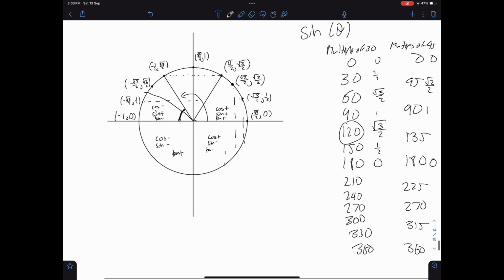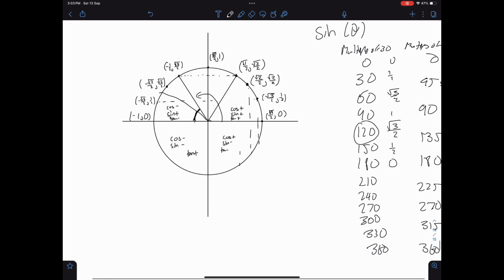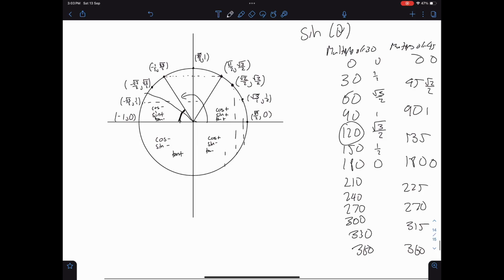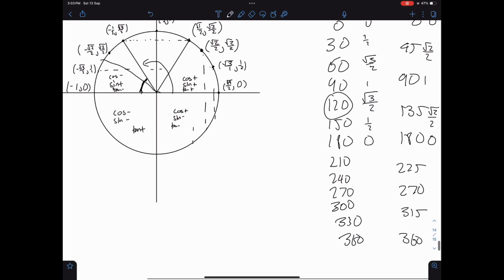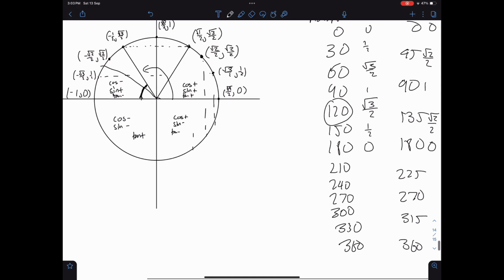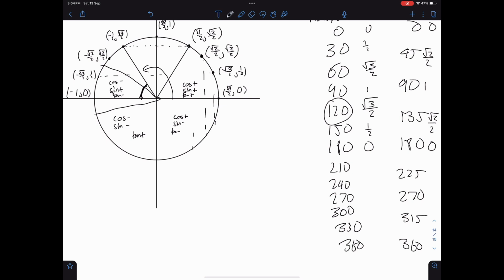And then for 135, we know it will be the same as 45 degrees. And then it just keeps going. So 210 here, the basic angle is only 30, but now it's minus, so it's minus half. Then for 240, it will be minus root 3 over 2, and then it'll be minus 1 at 270 because it's down like that.